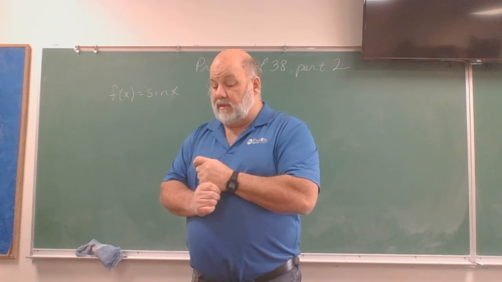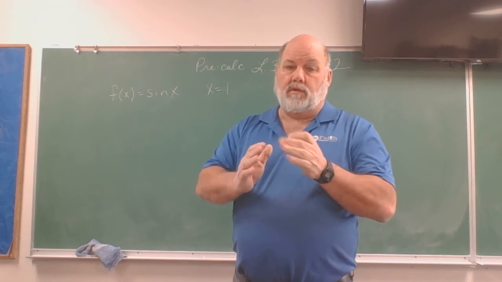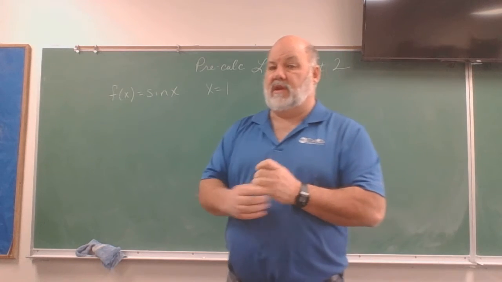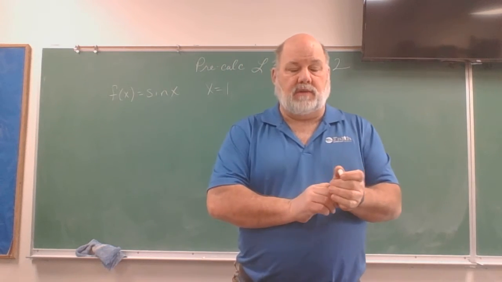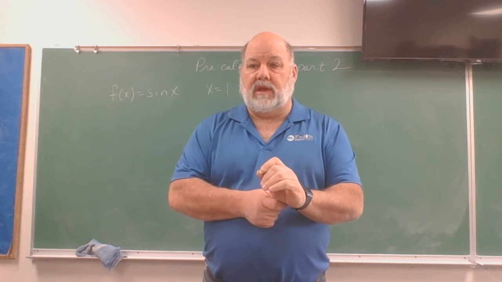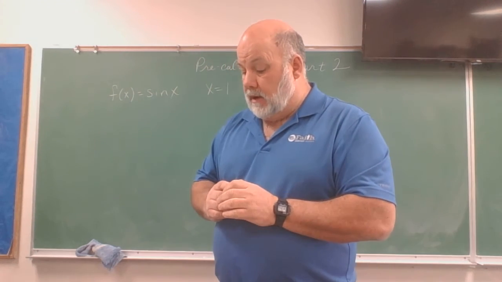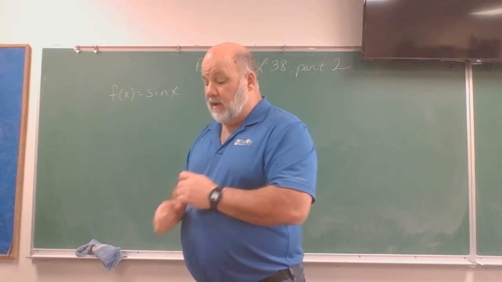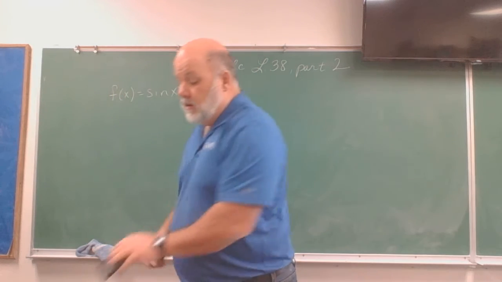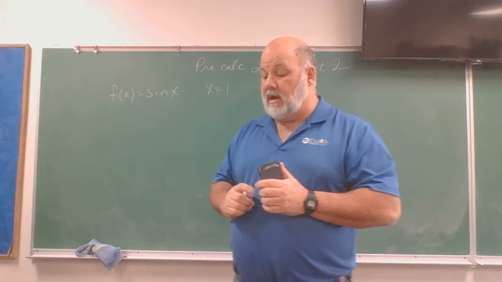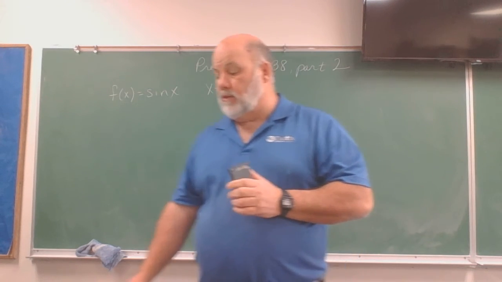Page 197 at the bottom, example 38.4 is the one we didn't get to in the last video. Kind of a continuation of that last video, but we were out of time, so we're going to take care of it now. It says find the equation of a line that is tangent to f of x equals sine x when x equals 1.